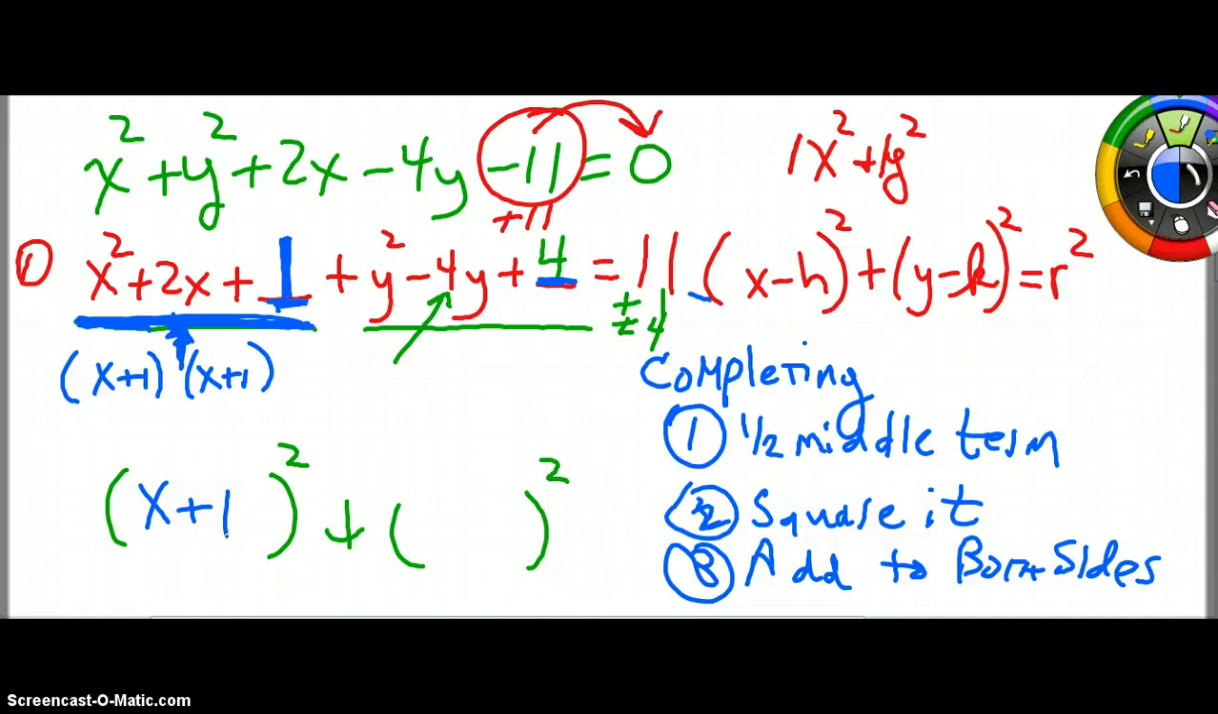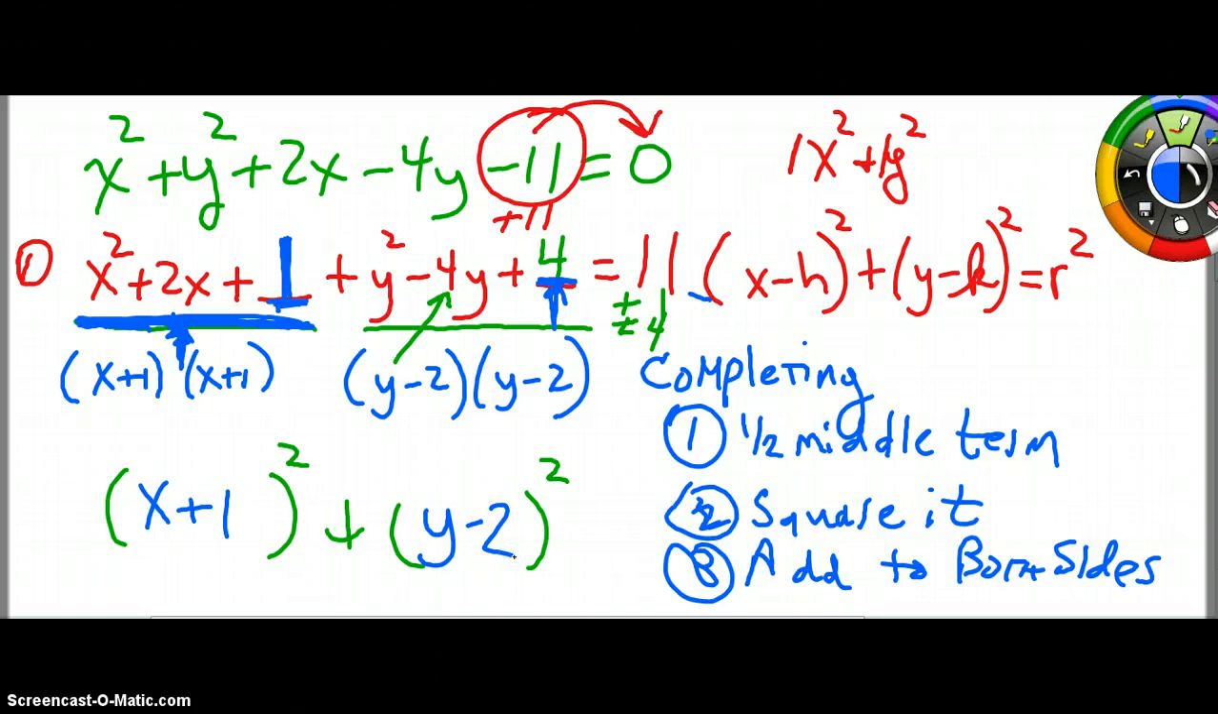Let's look at this trinomial. What are the factors of 4 that add up to a negative 4? Negative 2 and negative 2. And how do we write that? y minus 2 quantity squared.